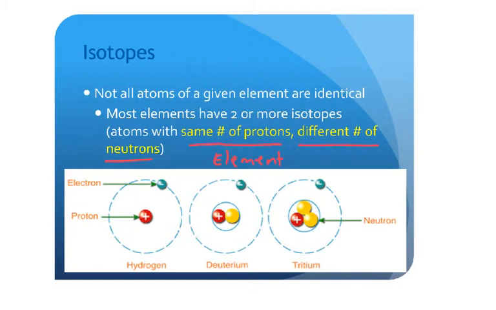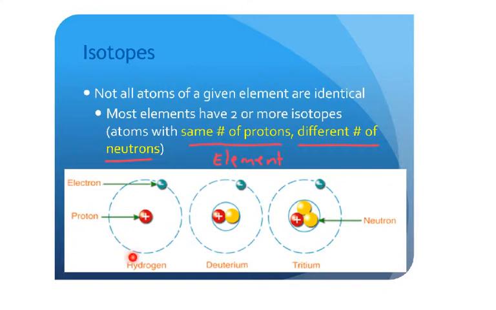Let's take a look at hydrogen. A normal hydrogen atom has 1 proton, 1 electron because it's neutral, and 0 neutrons. However, look at the 2 drawings that are on the right. You'll notice they both have 1 proton, just like the first picture did. So all 3 of these are pictures of hydrogen. However, this middle picture has 1 neutron, and the picture on the far right has 2 neutrons.